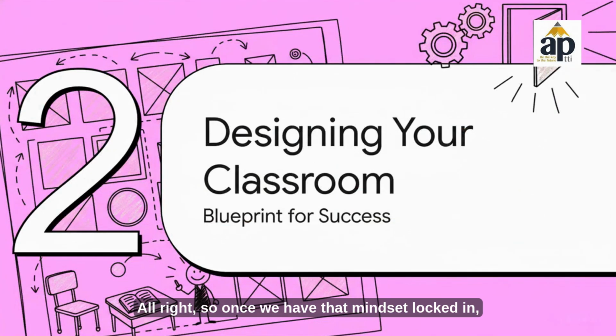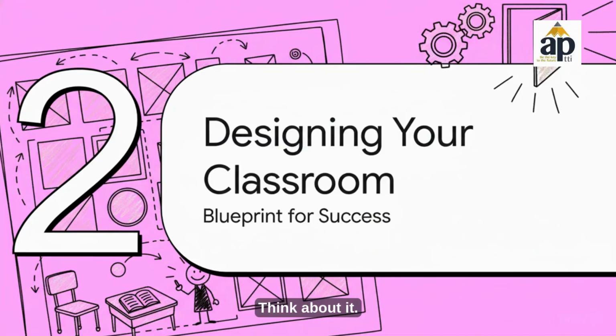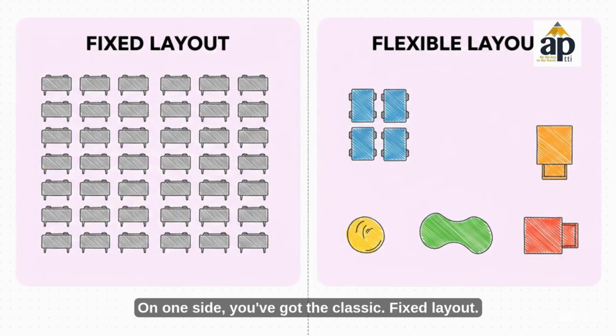All right, so once we have that mindset locked in, let's talk about the physical space. Your classroom isn't just 4 walls. It's a blueprint that can either supercharge learning or accidentally put up barriers. Think about it. On one side, you've got the classic, fixed layout. You know, those rigid rows all facing forward.